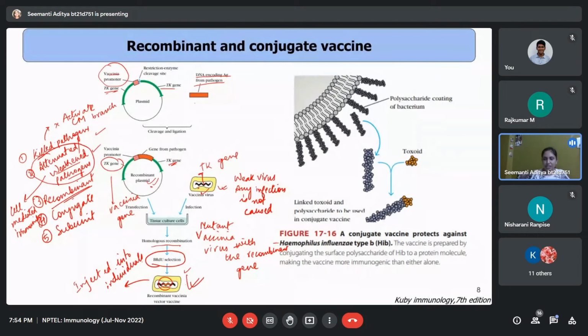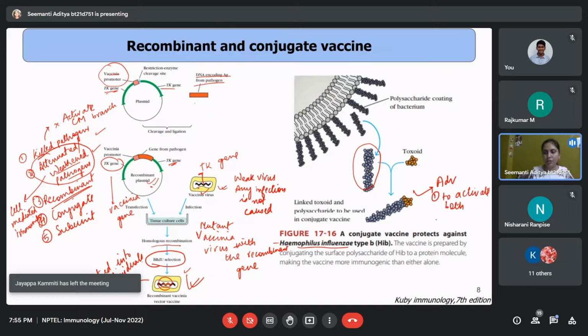Another important vaccine is the conjugate vaccine. Here the example is given against Haemophilus influenzae. What makes this vaccine special is that they conjugate the lipopolysaccharide, or the sugar region of your antigen, along with the toxin part. Both the sugar and the toxin are combined to make a conjugate vaccine, where they are linking the toxoid and the polysaccharide. The advantage of doing this is to activate both the humoral and cell-mediated immune response.